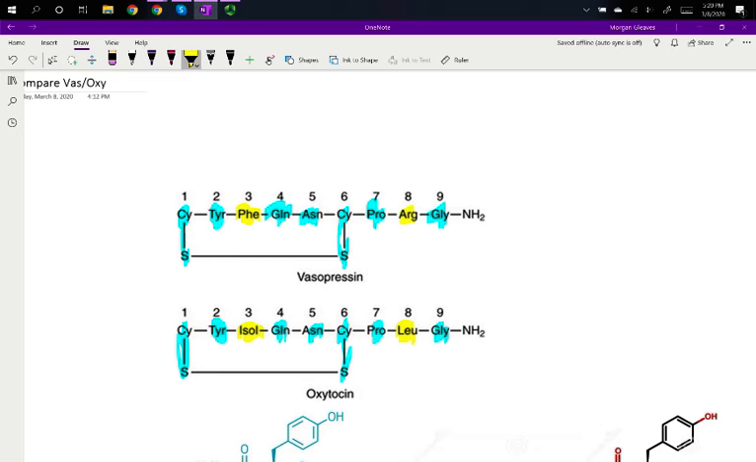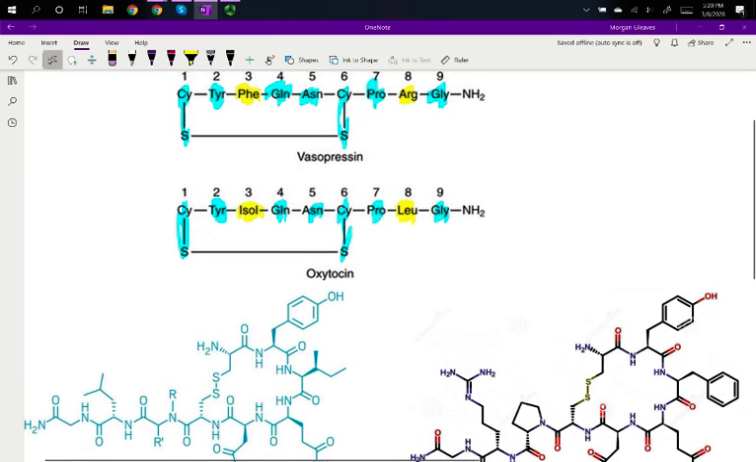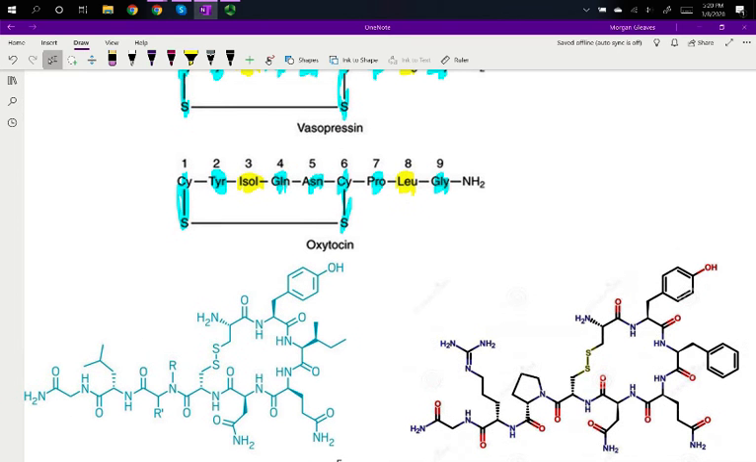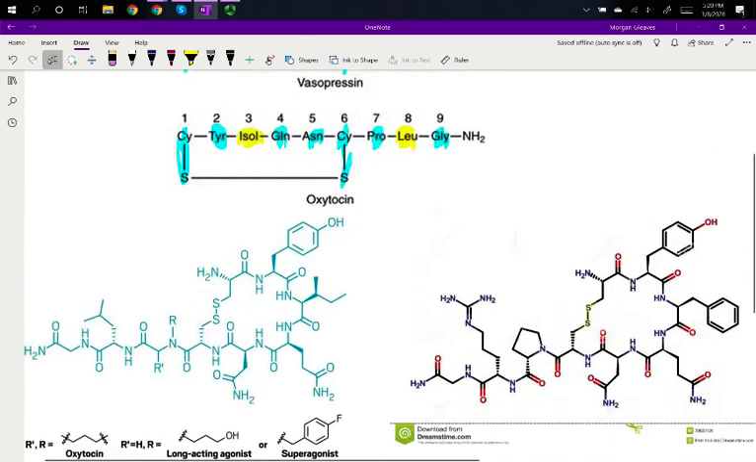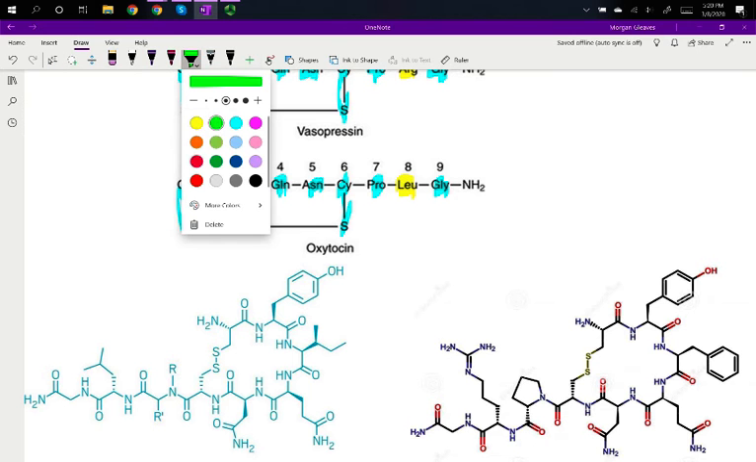What does that look like? And then, what does it mean that 2 of them are swapped, and how does that change things? So let's take a look down below. These are the structures, I'm going to go through them bit by bit, of oxytocin over on the left, and vasopressin over on the right. So let's pick green. Here we go.